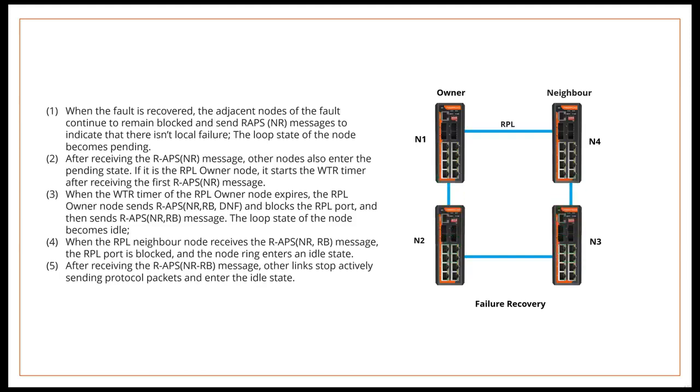After the guard timer is exhausted, the RPL owner node will start the WTR timer after receiving the first R-APS (NR) message. When the WTR timer is exhausted, the RPL owner node blocks the RPL and sends an R-APS (NR, RB) message. After receiving this message, other nodes update their MAC table entries, and the node sending the R-APS (NR) message stops sending messages periodically and opens previously blocked ports. The ring network has returned to its original normal state.